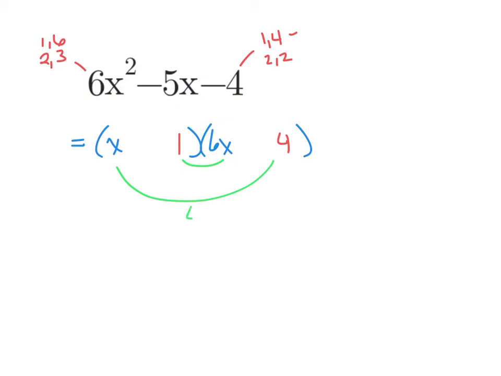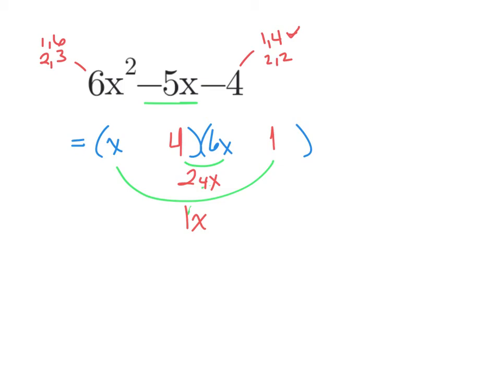On the outside, looks like we got 4x. On the inside, 6x. Is that going to make negative 5x? It's not. So switch them around. Change it to 4 and 1. On the outside, we'll have 1x. On the inside, 24x. So no, that's not going to make 5. All right, so we know 1 and 4 doesn't work.